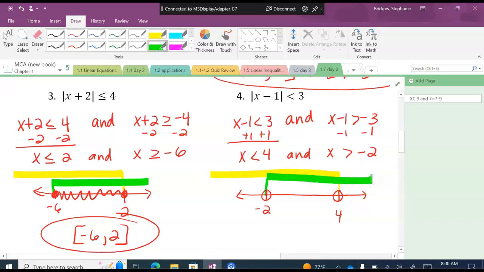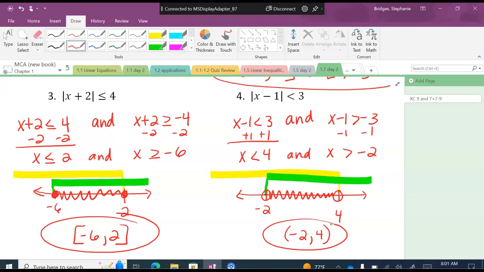The word is and. Where are both the green and the yellow at? Where do they overlap? In the middle. And then what would my interval notation be? Okay, parentheses for both, not equal to, negative 2 to 4. How do we think about those?